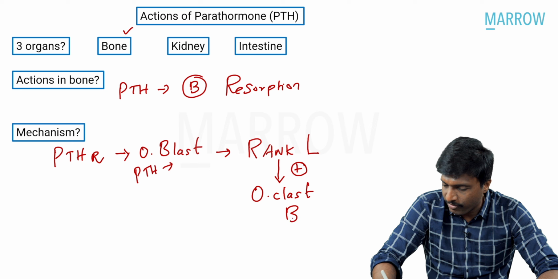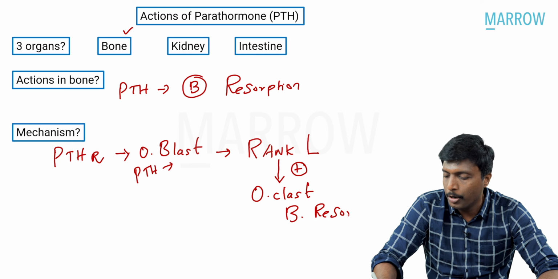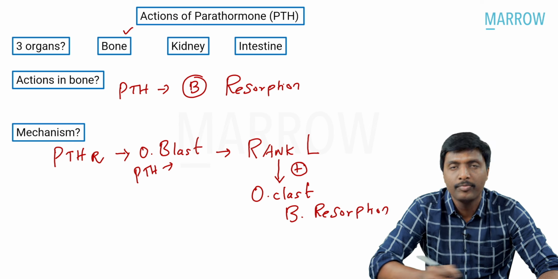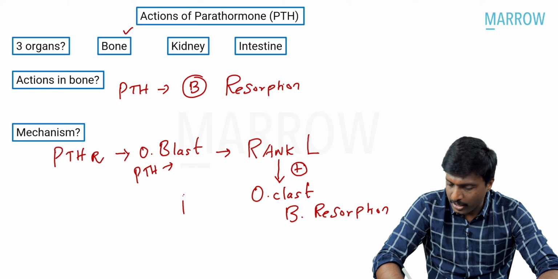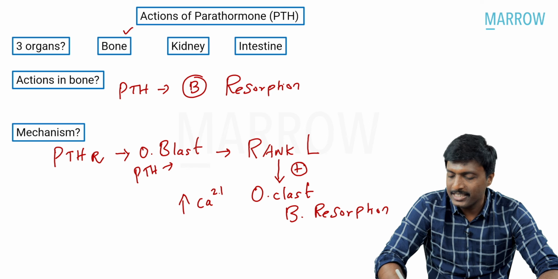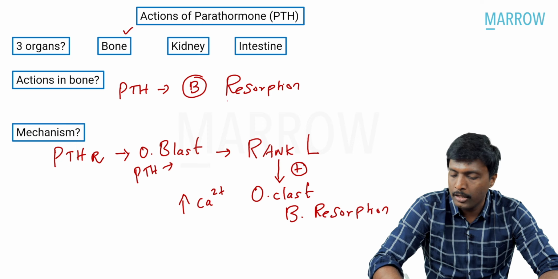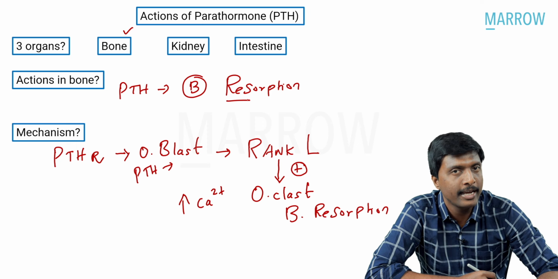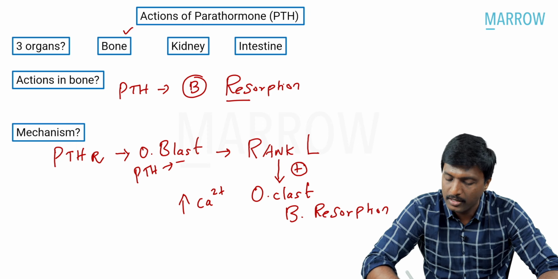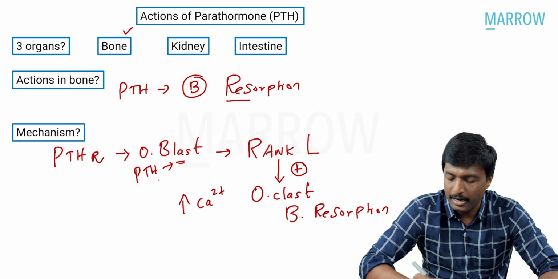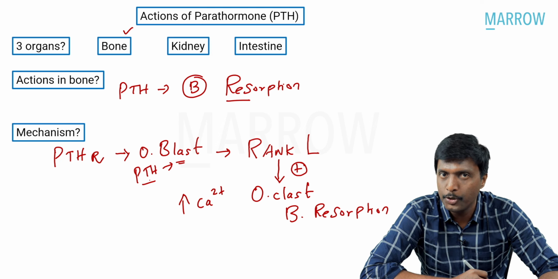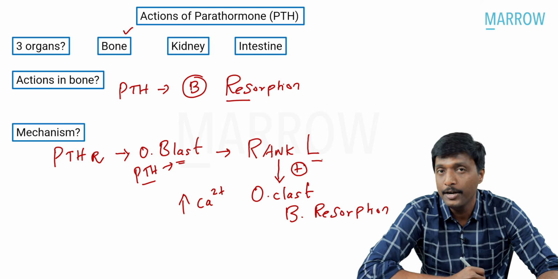And what is that function? That is our bone resorption. This is one important mechanism to increase calcium levels. Excellent. In bone, the parathormone bone resorption mechanism: parathormone receptors are in osteoblast. Under the influence of parathormone, osteoblast secretes RANK ligand.